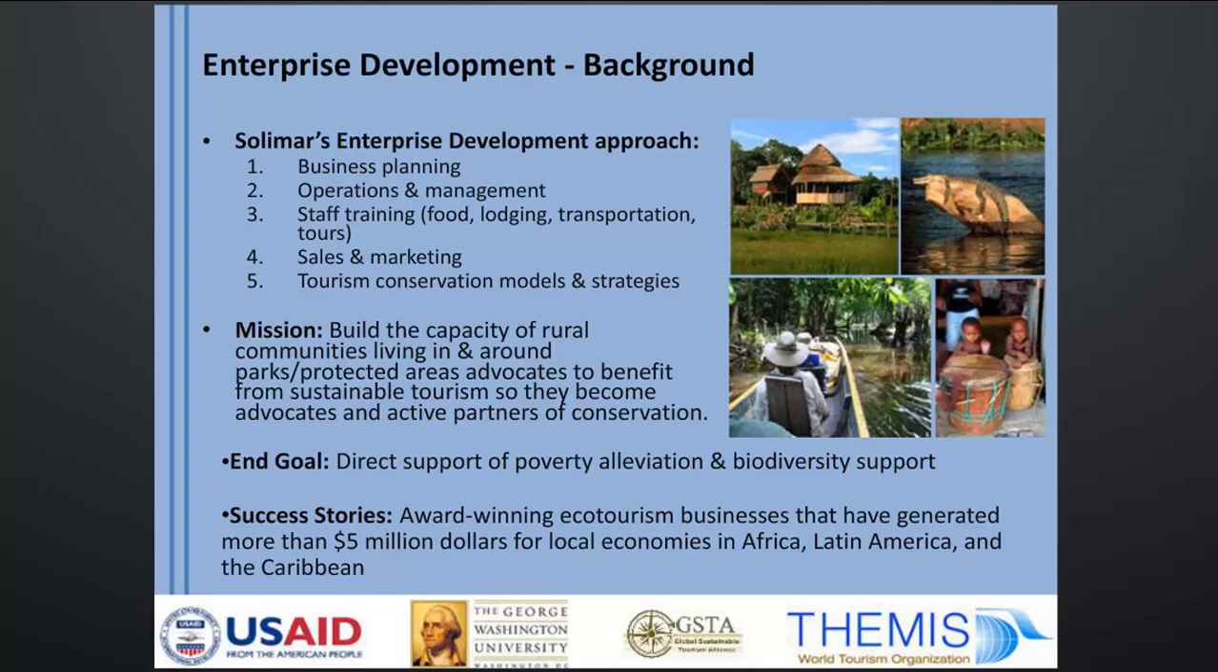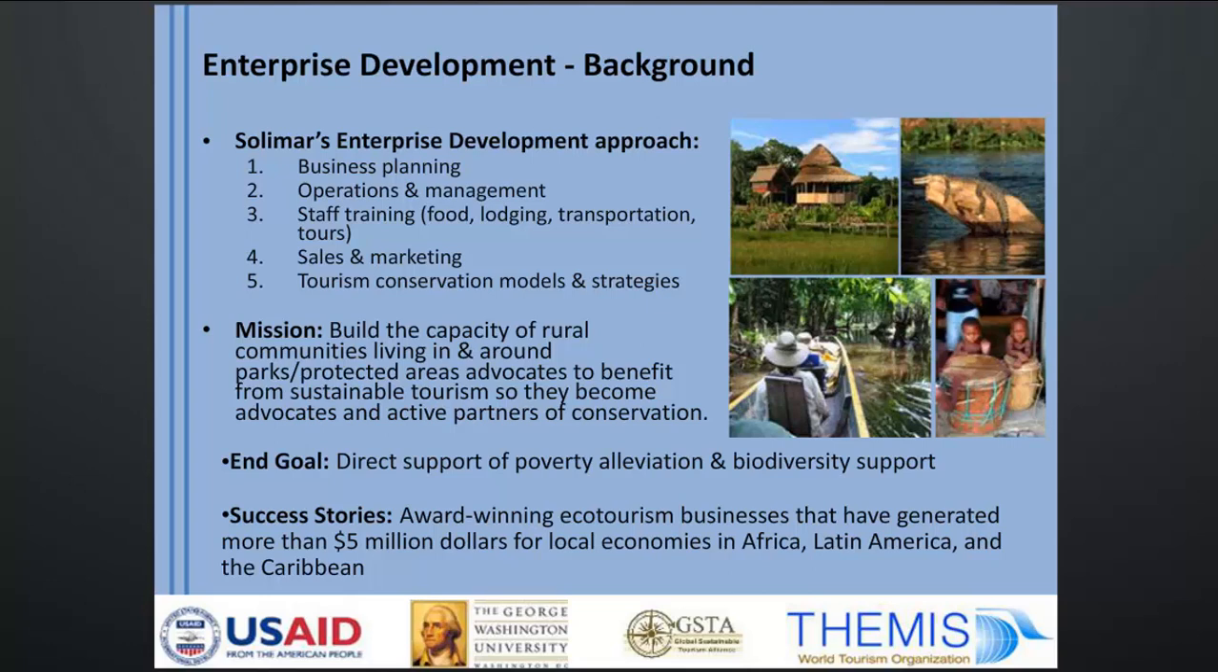The third toolkit is focused on staff training. Solimar tends to focus on four main tourism products within the tourism industry: food services, lodging services, transportation services, and tours. So the staff training toolkit focuses on building the capacity of the individuals within a community enterprise that manage those different types of products and services.